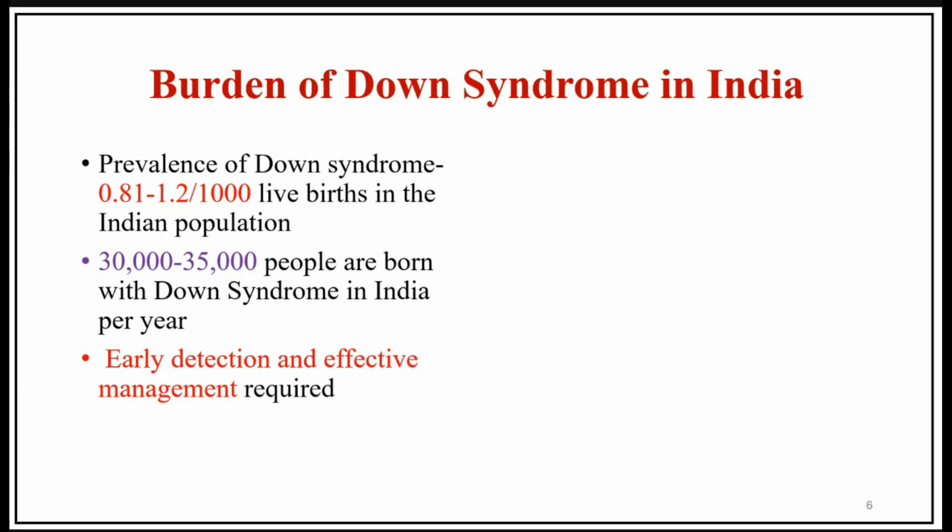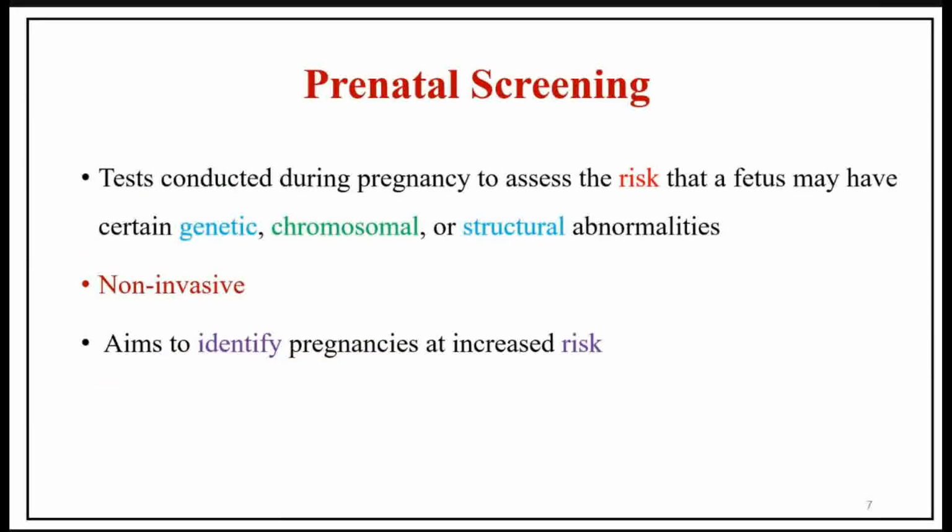So here we'll see the burden of Down syndrome in India. The prevalence of Down syndrome is around 0.81 to 1.5 per 1,000 live births in Indian population. Around every year, around 30,000 to 35,000 people are born with Down syndrome in India. So here's a need of early detection and effective management. Here in this chart, we are showing trisomy 21.